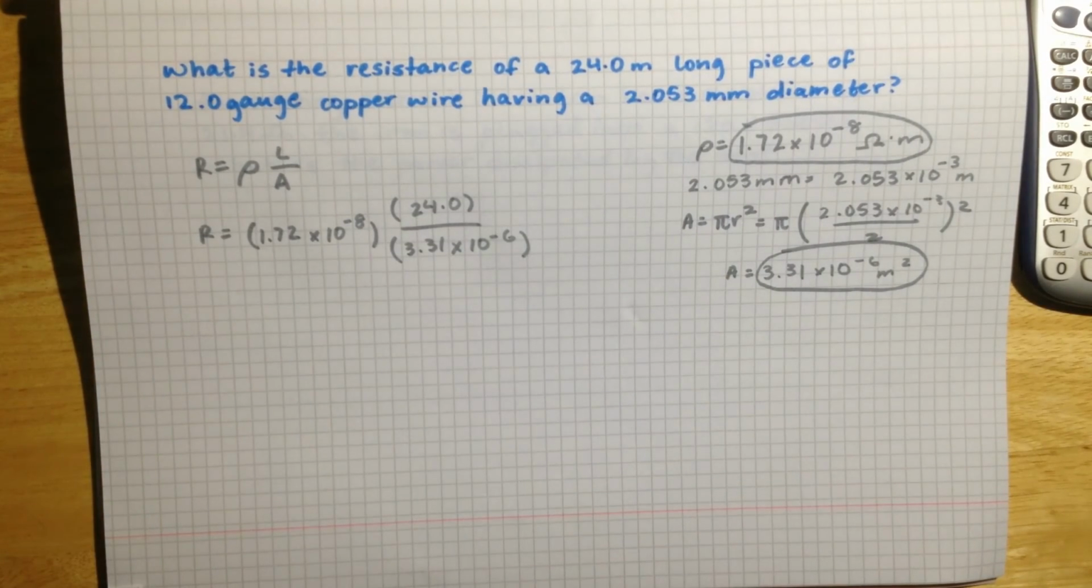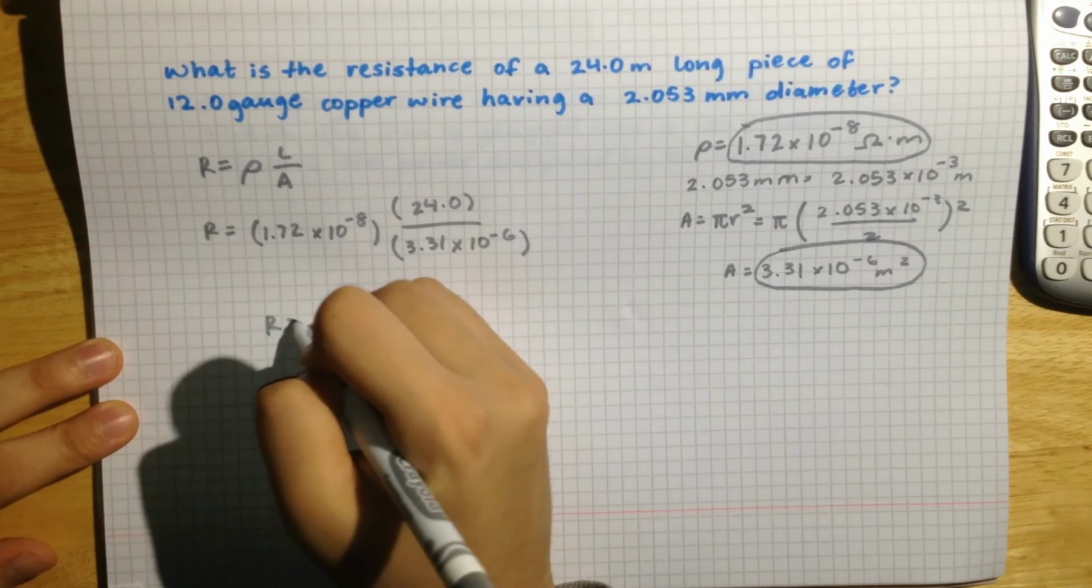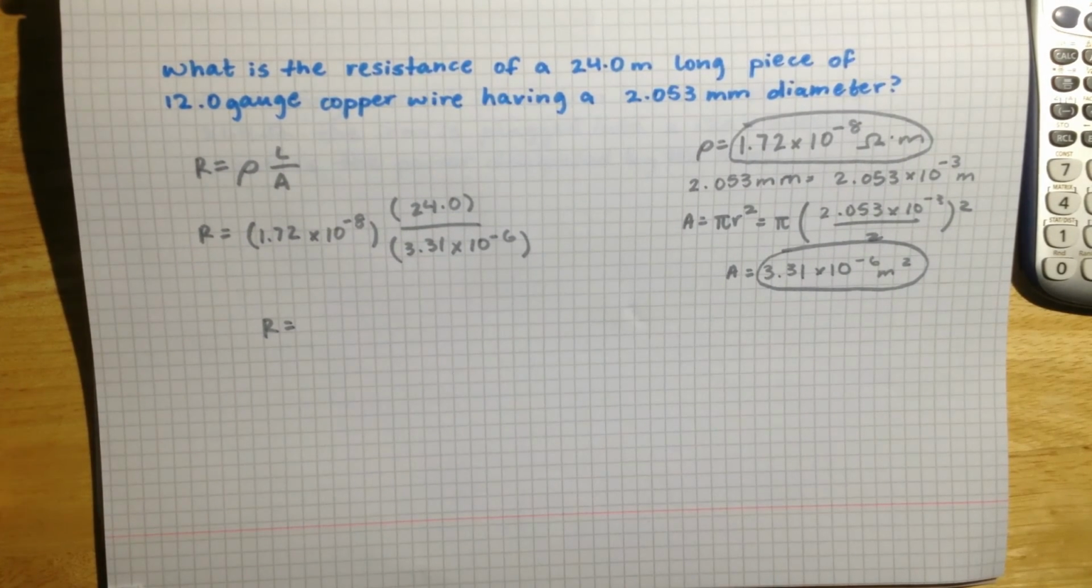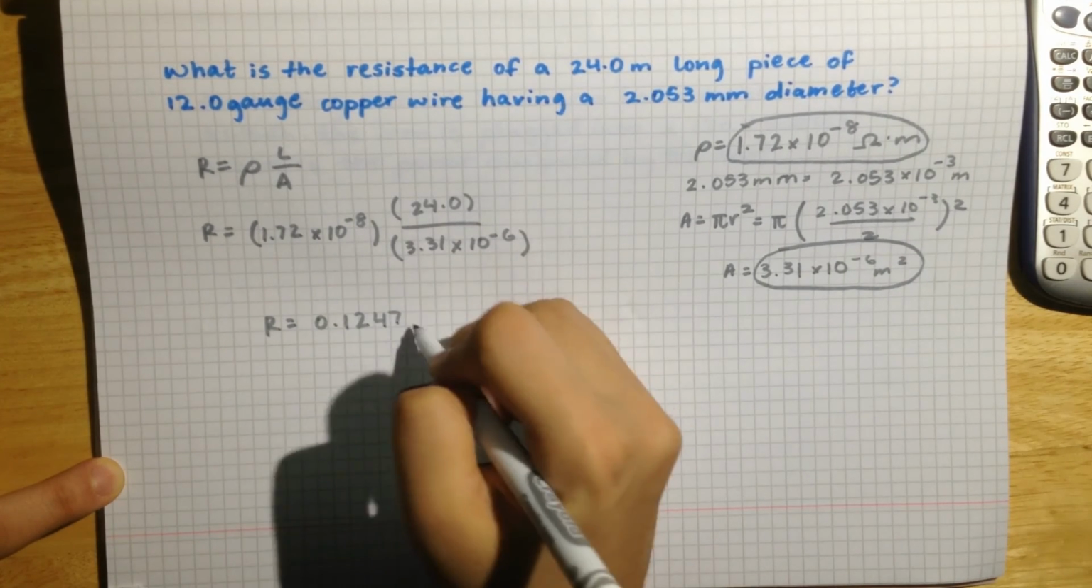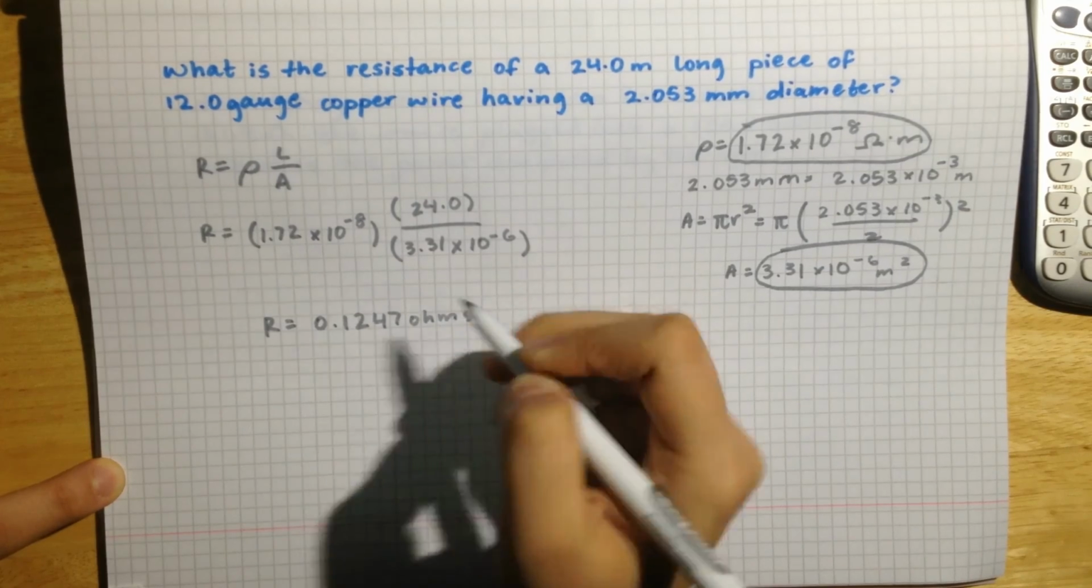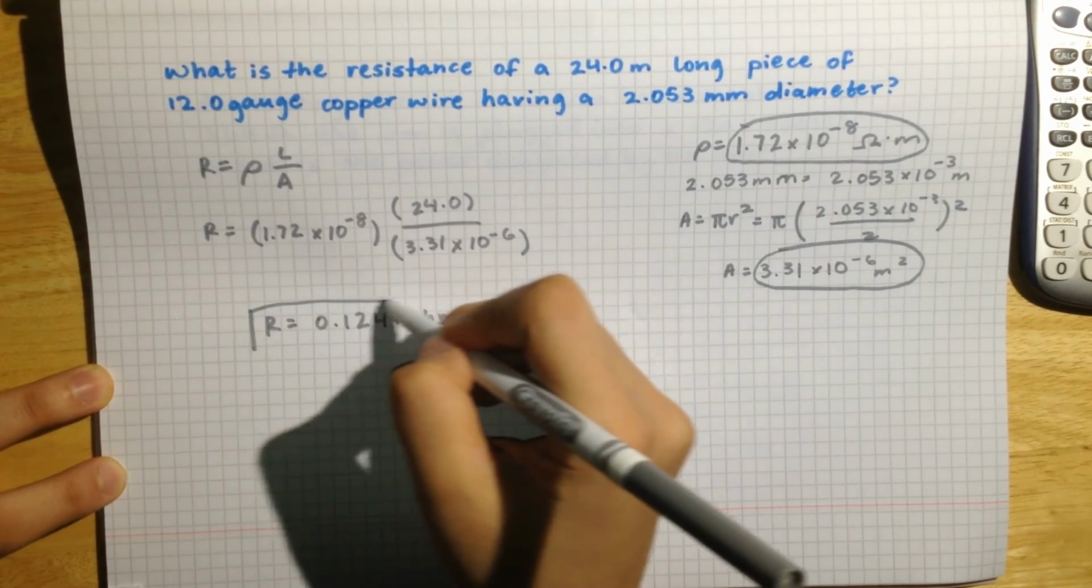And we can just put all of that into the calculator, and we get a value for the resistance of 0.1247 ohms as the resistance of this copper wire.